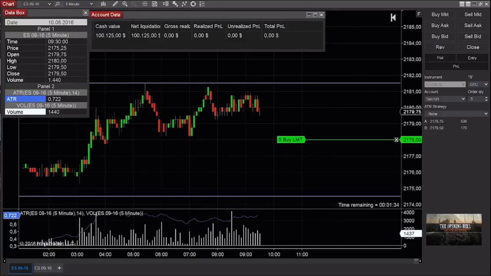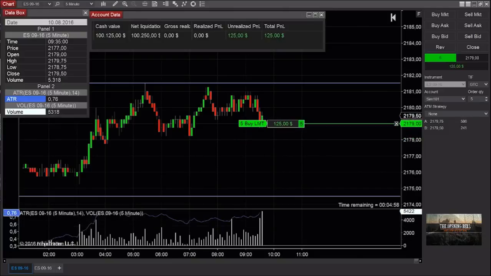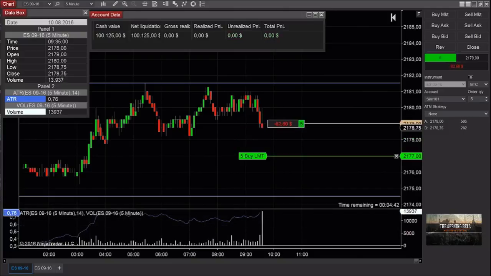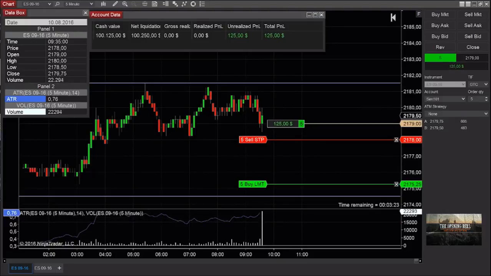This is the 10th of August 2016, trading the Emini S&P 500 5-minute chart here, and we mainly use these two indicators. So the ATR here is 0.72. That means 3 times the ATR is roughly 2.25 points or 2.5 points. So that's basically our target here for this opening trade, as well as the breakout.